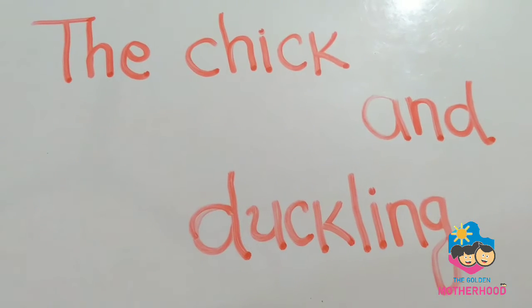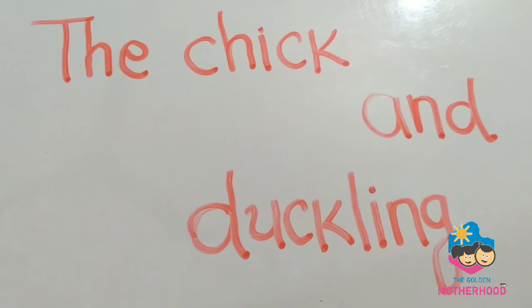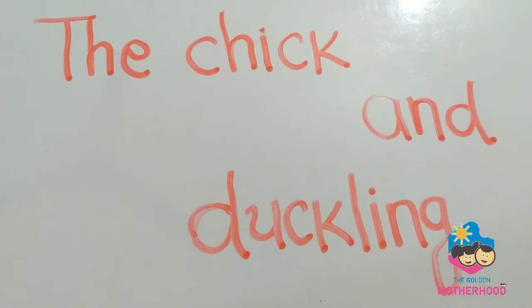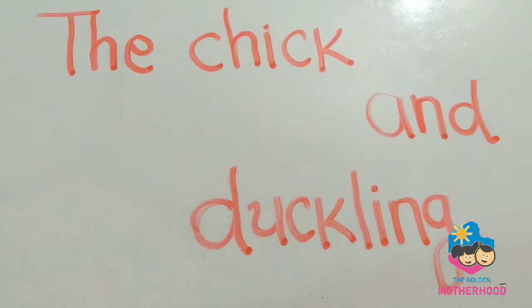The duckling jumps into the pond. The chick jumps too. The chick cannot swim. The duckling saved the chick. The duckling scolds the chick and says, "Do not copy me all the time."